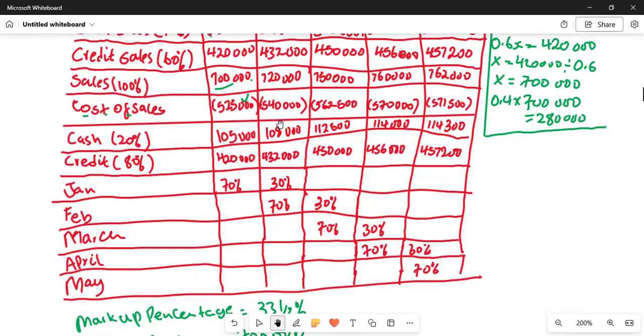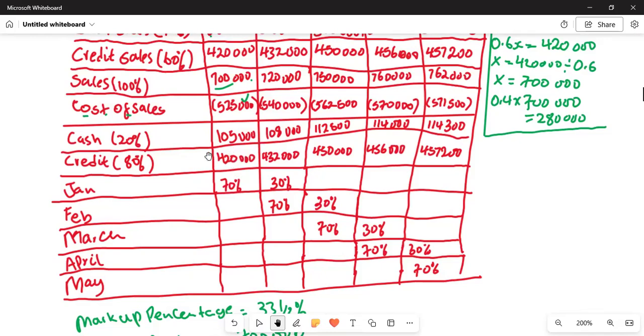So it simply says the 432,000 represents a portion of the cost of sales that was purchased on credit. Also, even in March, 450,000 represents a portion of cost of sales that was purchased on credit. Even in April, 456,000 represents a portion of the cost of sales that were purchased on credit, as well as May, 457,200.